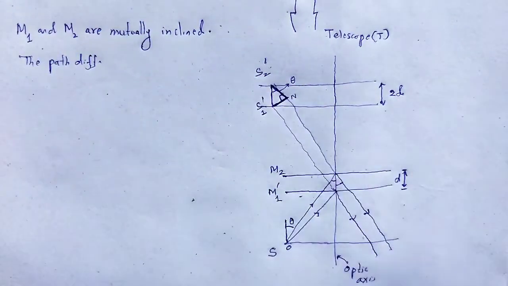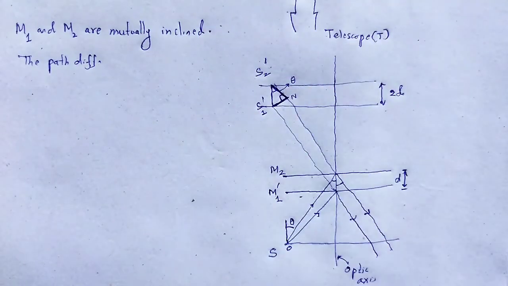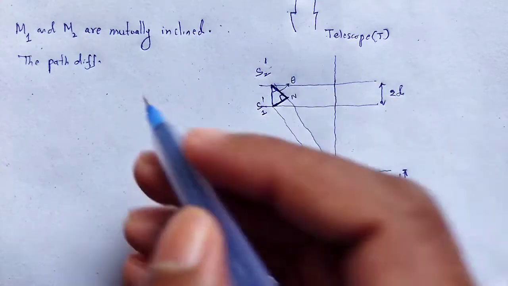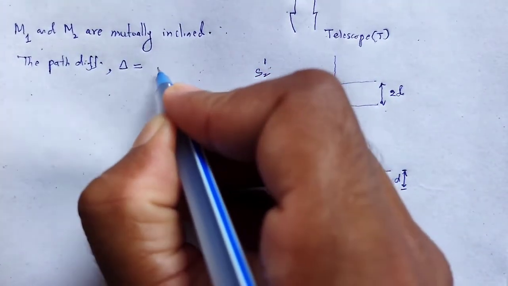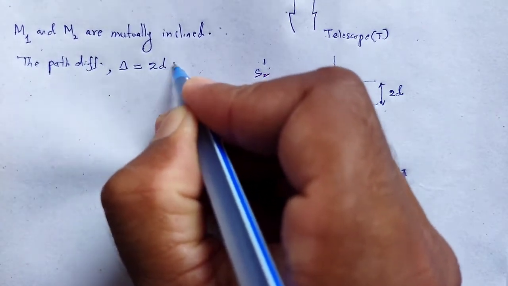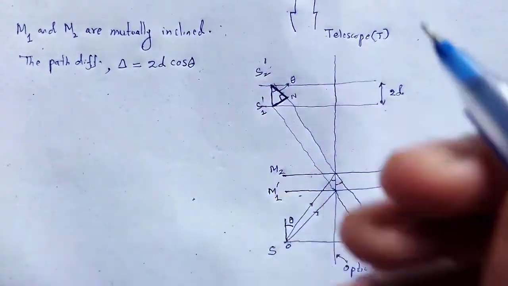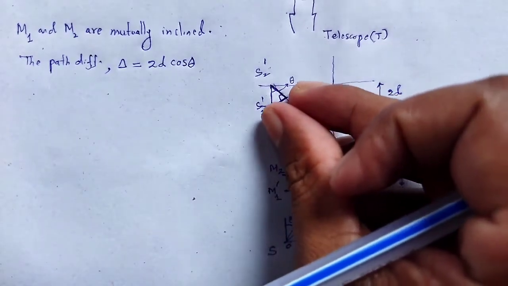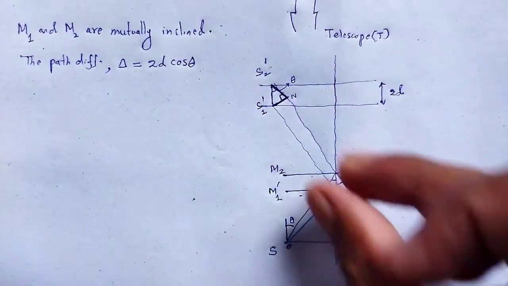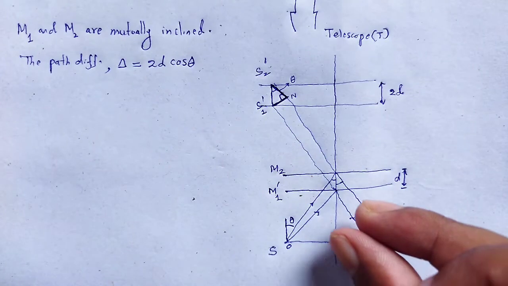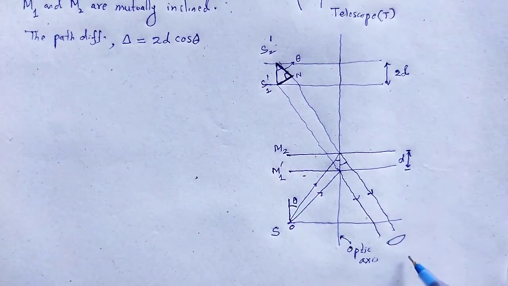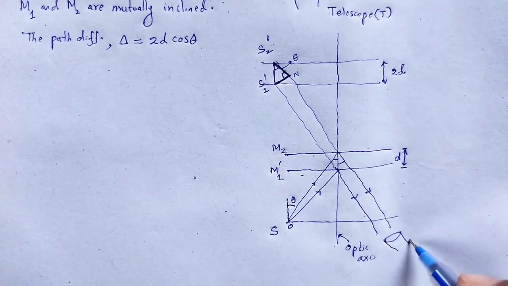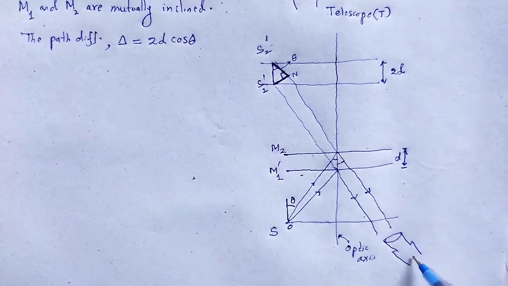When M1 and M2 are mutually inclined, in that particular case the path difference delta is equal to 2d cos theta, as we confirm from that figure, which is the path difference between these two rays which interfere with each other. That interference is observed with the telescope T.